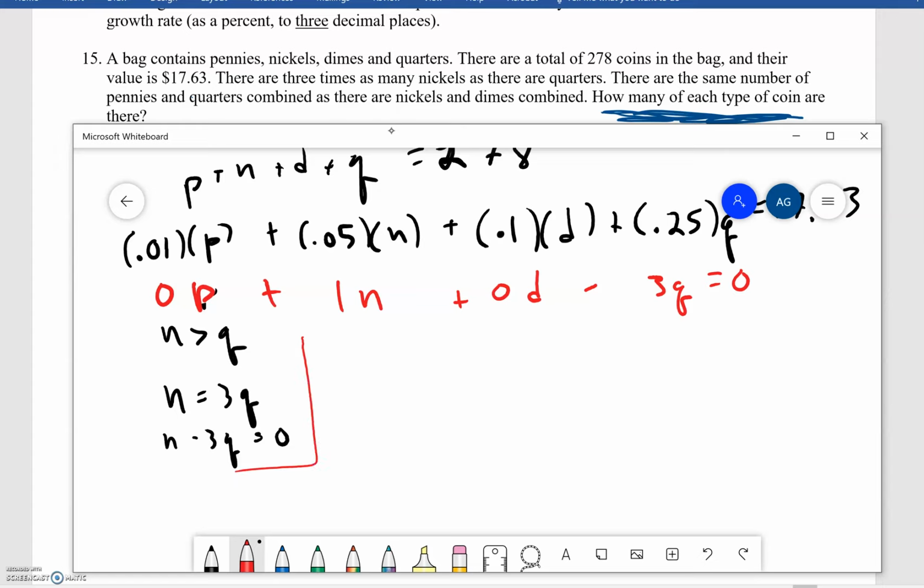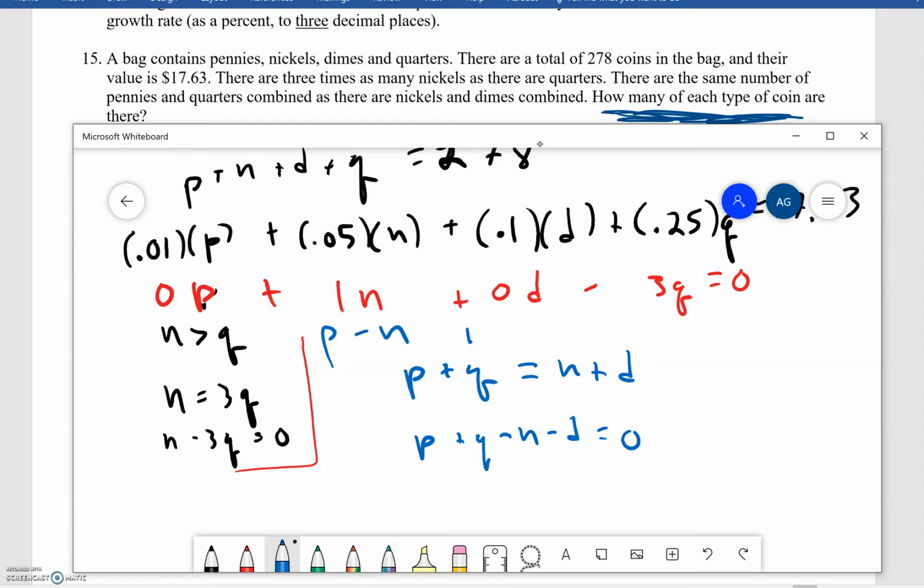And then finally equation 4 is coming from this statement: there are the same number of pennies and quarters combined as there are nickels and dimes combined. So what does that mean? Well, when we say pennies and quarters combined, we just mean adding them together. So if I add the pennies and the quarters, that would be P plus Q. That's equal to the nickels and the dimes, N plus D. So that's our statement, and therefore that's our fourth equation, which we need to arrange. So that would be P plus Q minus N minus D equals 0. But this is also in the wrong order, so finally it's going to be P minus N minus D plus Q equals 0. And it's kind of messy, but that is our system. This is our system right here.